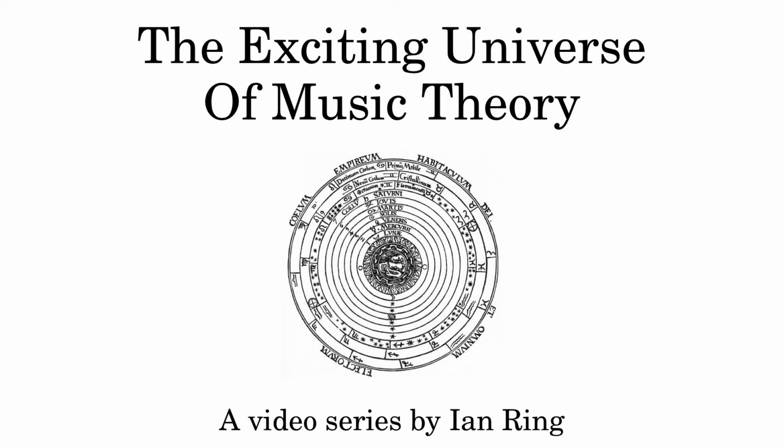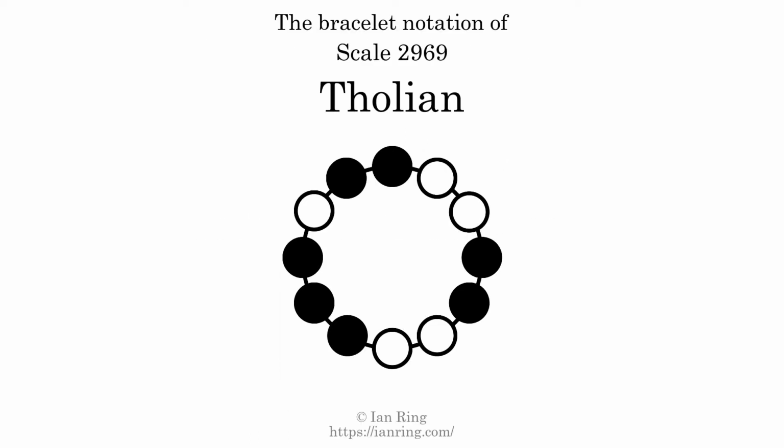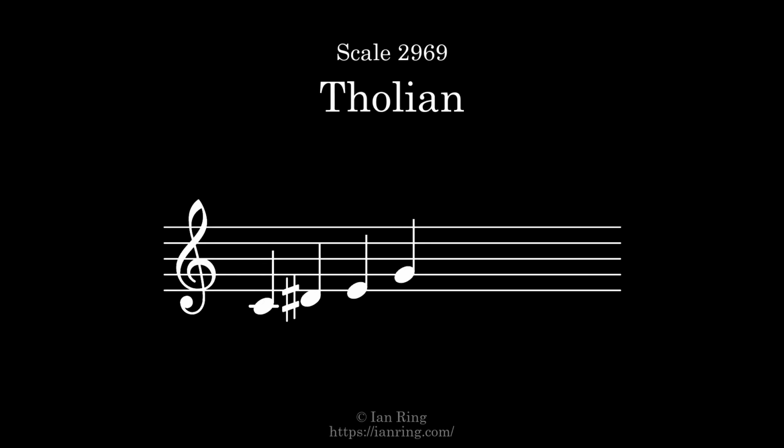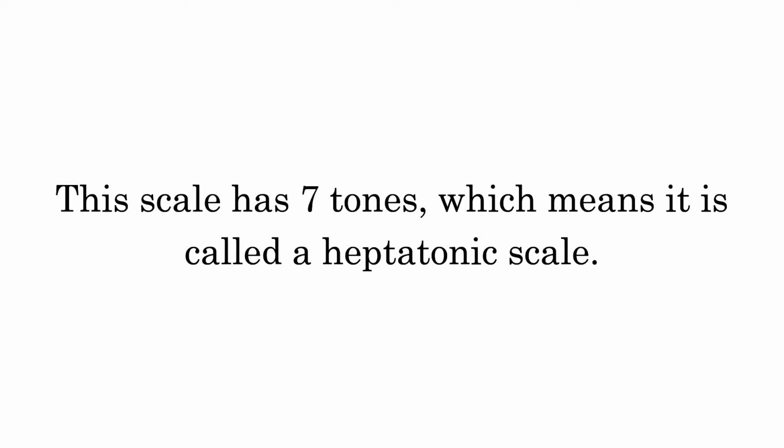Welcome to the exciting universe of music theory. Are you ready to learn? Then let's begin. Today we will talk about scale 2969, Tholian, which sounds like this. This scale has 7 tones, which means it is called a heptatonic scale.